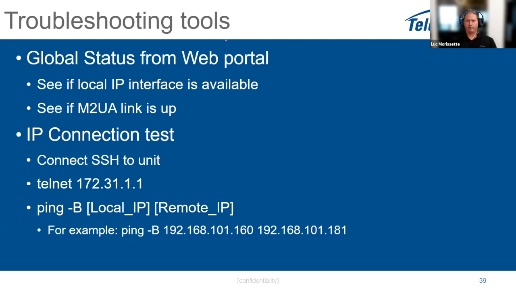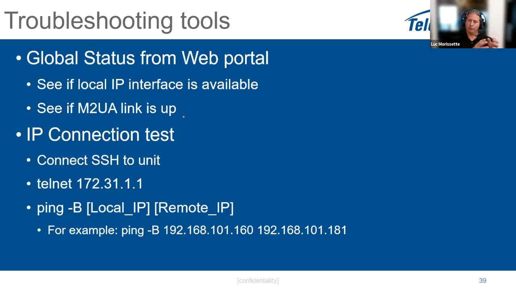Troubleshooting tools for M2UA. You have the global status from the web portal. You can see if the local IP interface is available. I showed you that already. You can see if the M2UA link is up, if the M2UA peer is up. So you get a global view of what is up in the system.